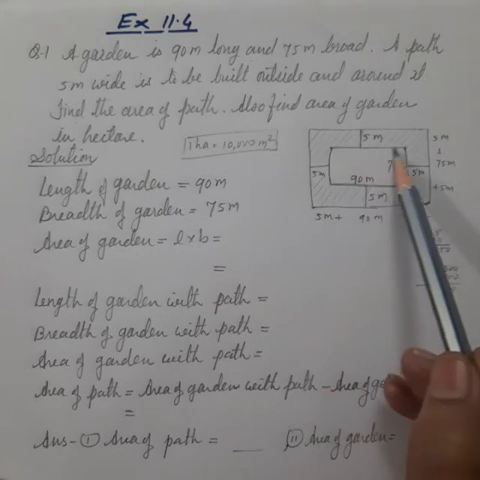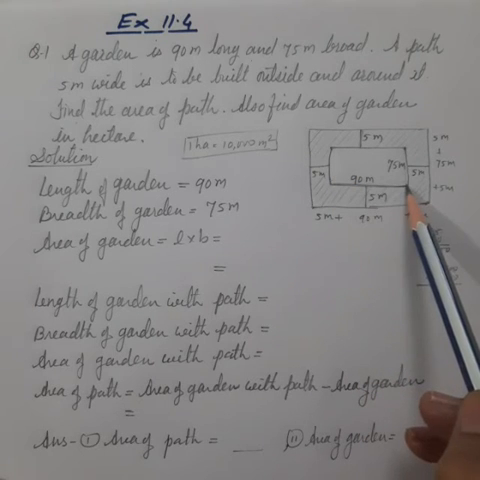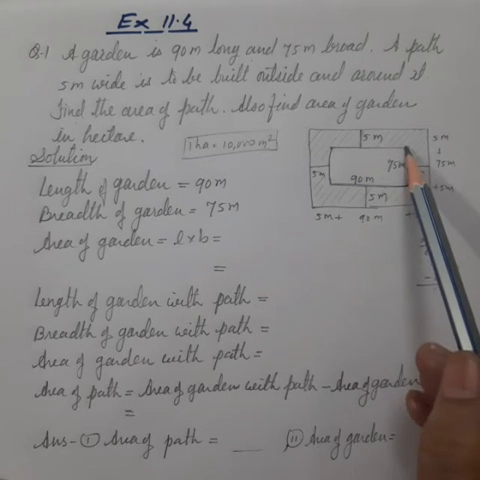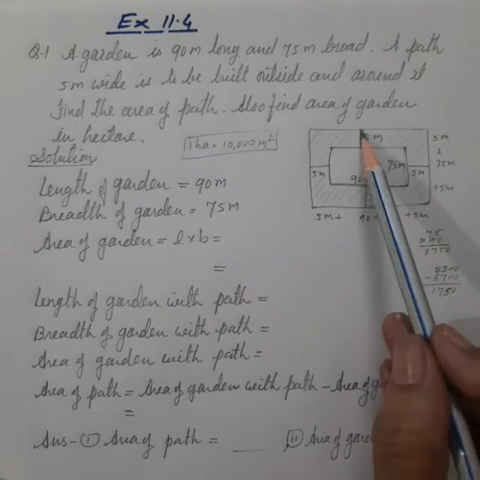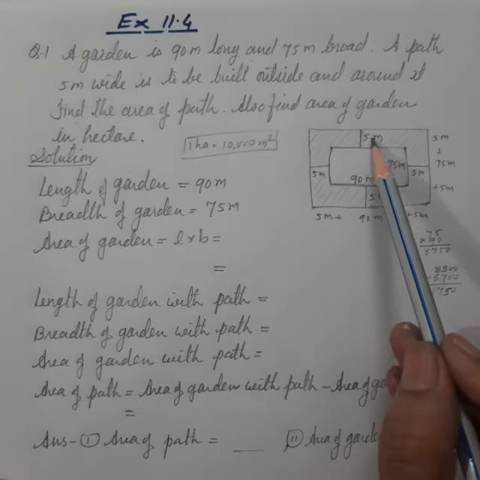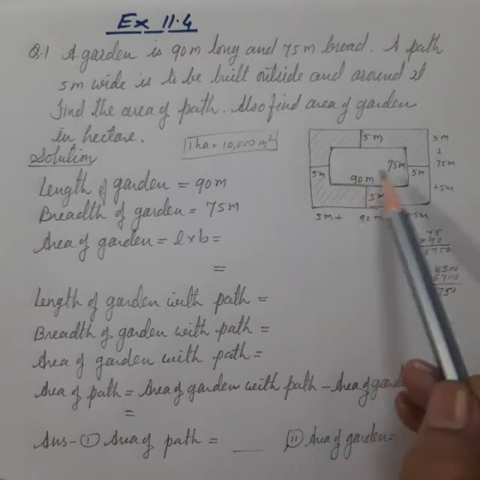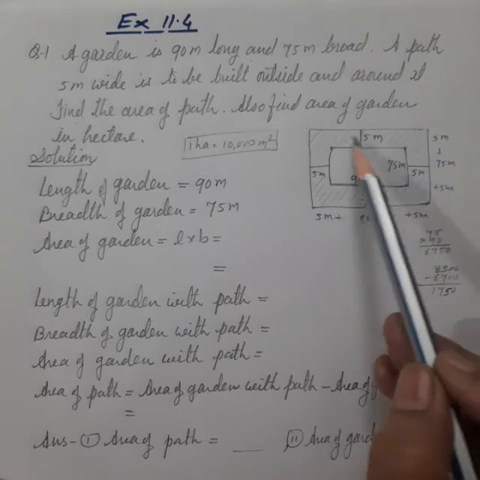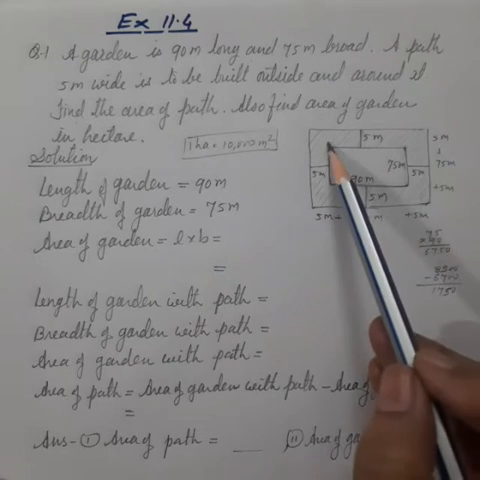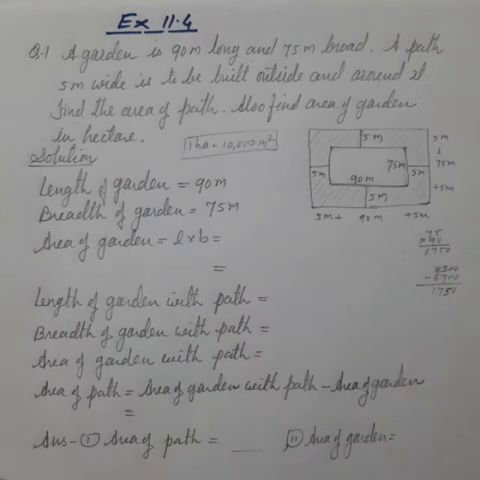Here this inner rectangle is a garden with length 90 meters and breadth 75 meters, and a path of 5 meter broad. The width of the path is 5 meters. It is built all around the garden, along the garden, but from the outside. We have to find out the area of this path and the area of this garden in hectares.